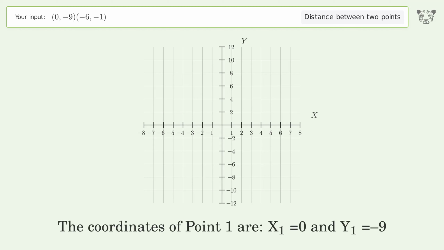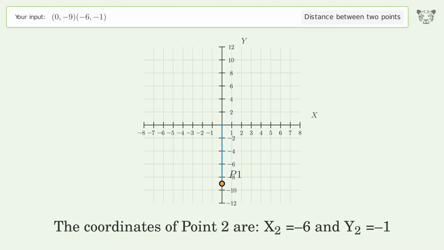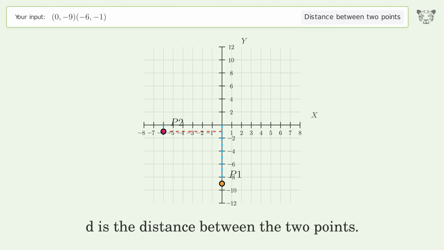The coordinates of point 1 are x1 equals 0 and y1 equals -9. The coordinates of point 2 are x2 equals -6 and y2 equals -1. D is the distance between the 2 points.